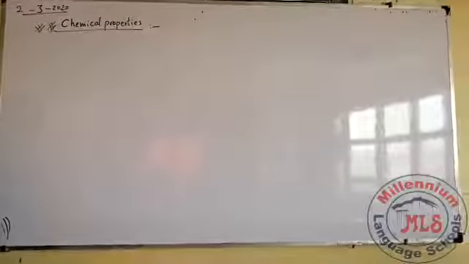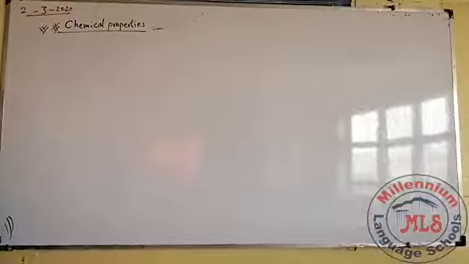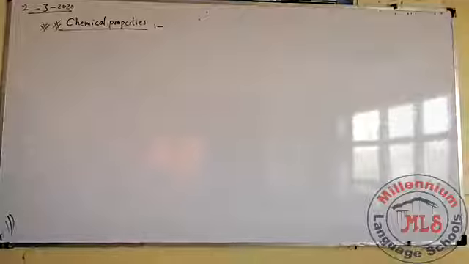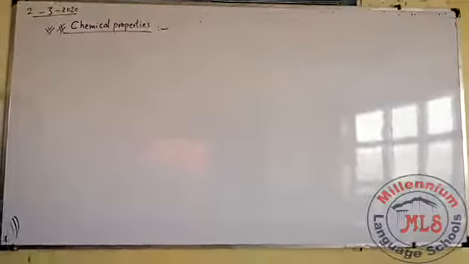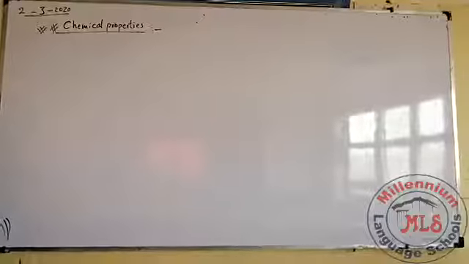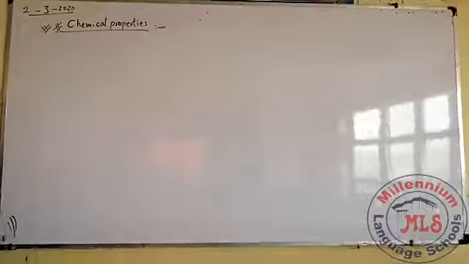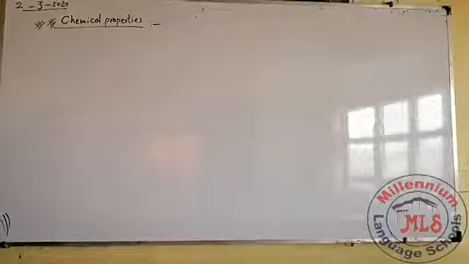Properties of alkali metals. Today we are going to complete the chemical properties of alkali metals. At the last session, we stopped at the formation of metal hydride, and we said that metal hydrides are ionic compounds. Open your student book, page 93.